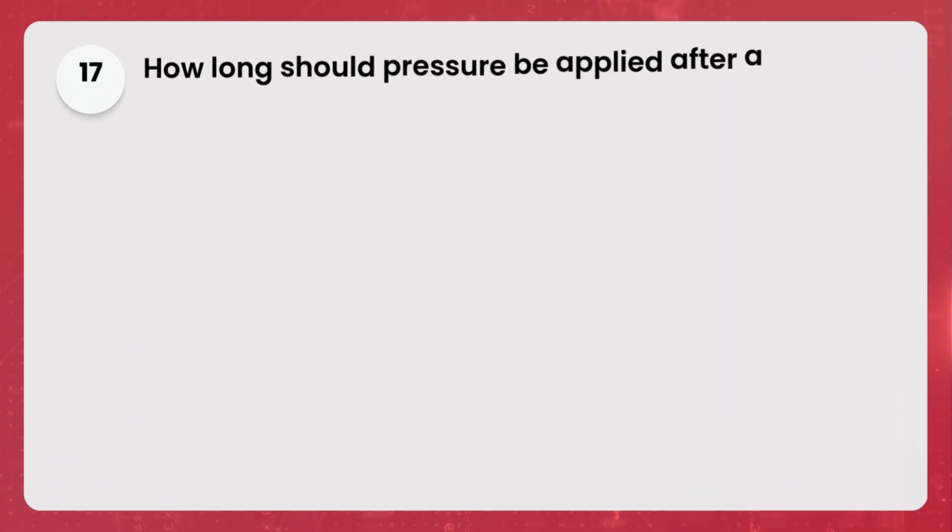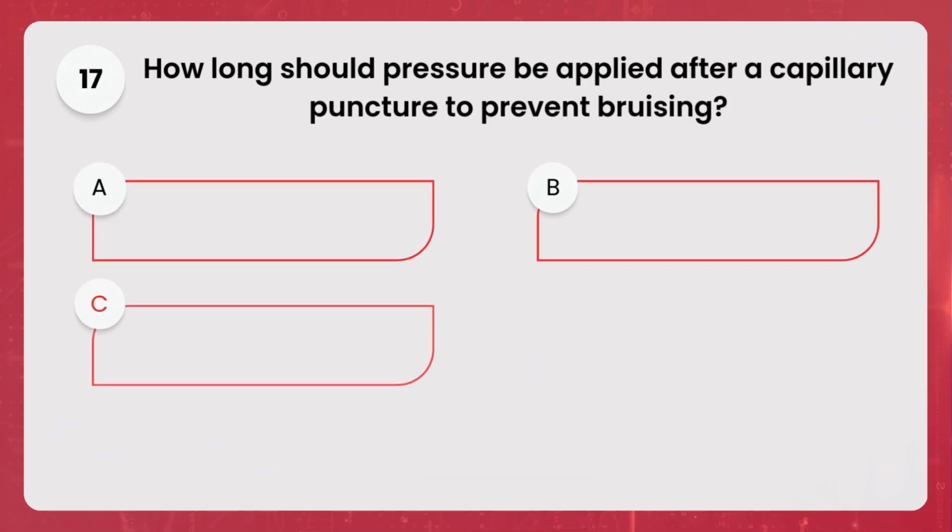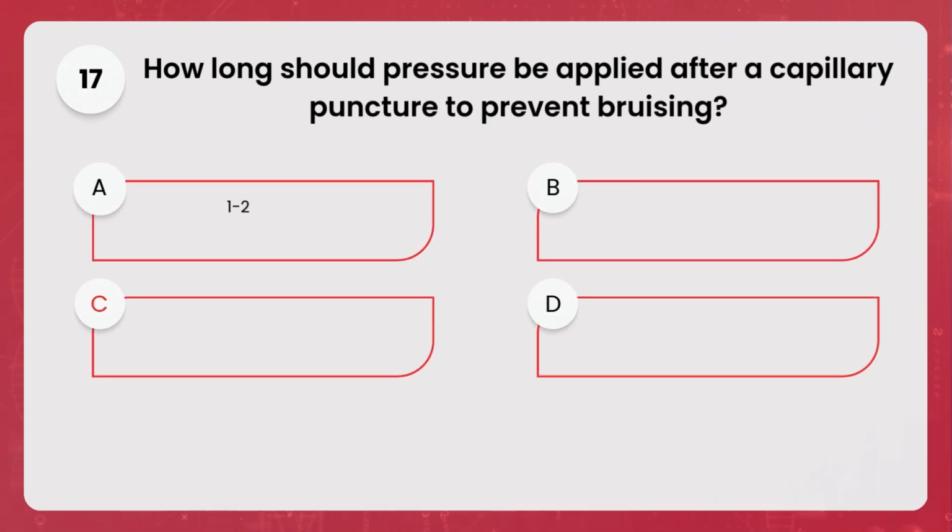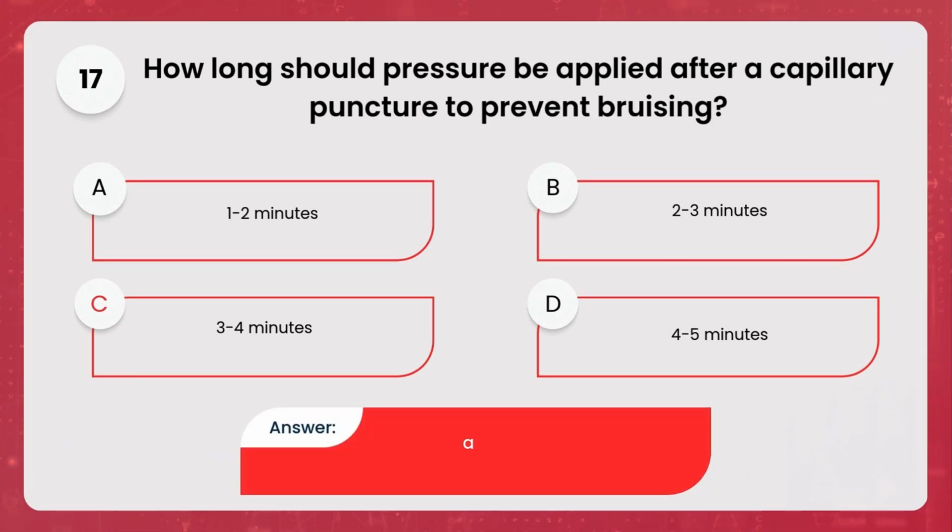Number 17. How long should pressure be applied after capillary puncture to prevent bruising? A, 1 to 2 minutes, B, 2 to 3 minutes, C, 3 to 4 minutes, or D, 4 to 5 minutes? The answer is A, 1 to 2 minutes.